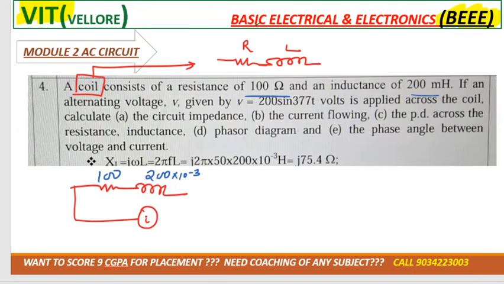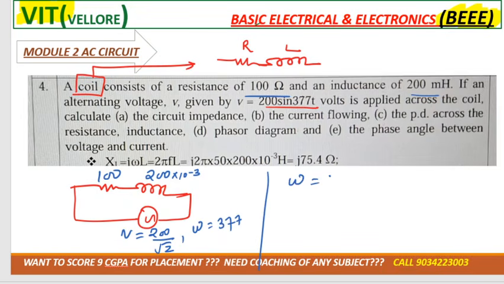If an alternating voltage is given like this, what is the voltage? 200 by root 2, because they give it in equation form. And omega is 377. From omega is equal to 2 pi f, you can get the value of frequency f, right? Then after that they ask you to calculate impedance.